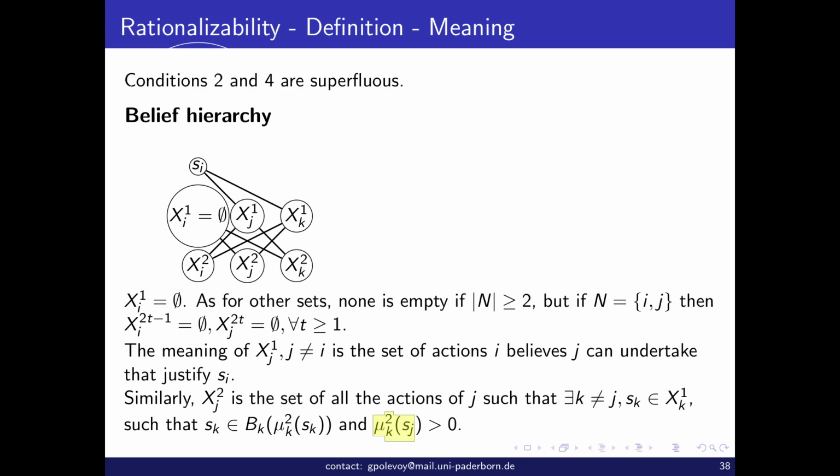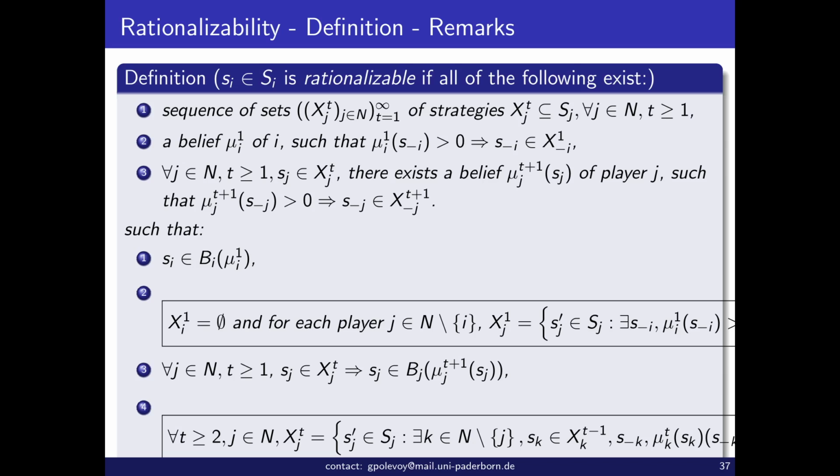Of course, sometimes we cannot justify. In this case, the whole structure is wrong, and the original action s_i is not justified. If we cannot build this structure with indefinitely long nested justified actions, I mean strategies, then it means that the original strategy s_i is not rationalizable, because all this is the definition of what it means for s_i to be rationalizable.